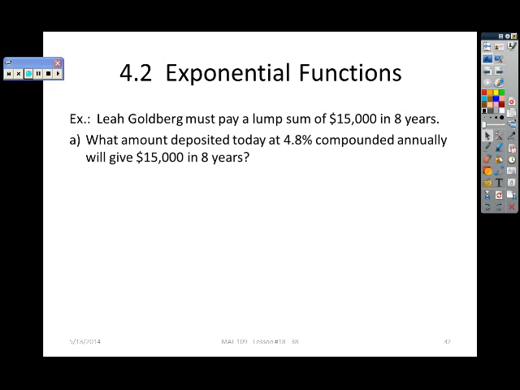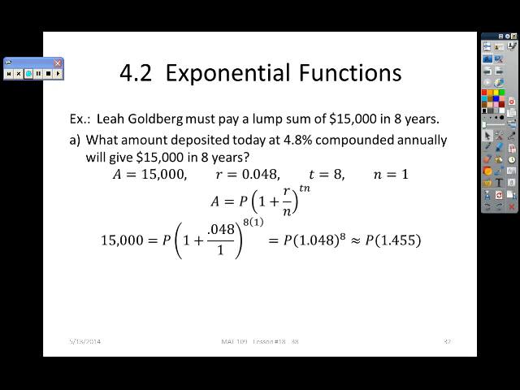So what amount, if we put it in right now at 4.8% compounded annually, and you have to have all those different pieces. Today at 4.8%, so we need the interest rate, we need the compounding periods per year, we need the future amount, we need the number of years. All of those will let us then calculate P. So we know A, we know R, we know T, we know N. There's our formula. The only thing we don't know is P. But because we know all the rest, we can calculate P.